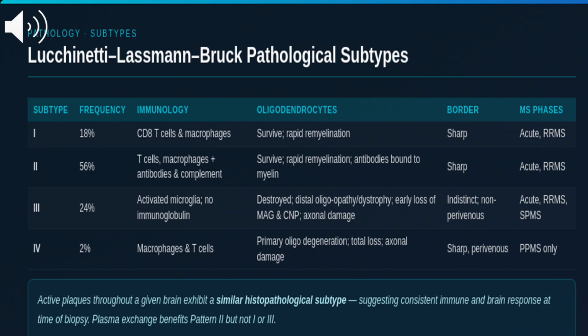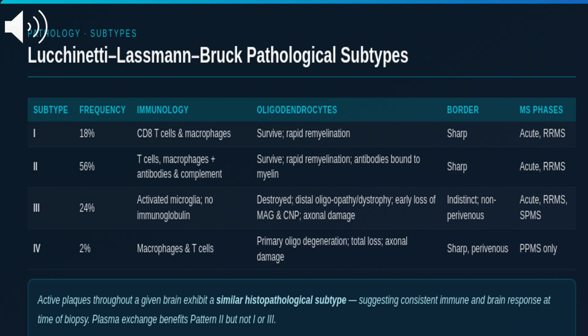Pattern 2 is the most common, affecting 56% of patients, and adds antibody and complement-mediated demyelination to the cellular mechanisms. Antibodies are bound to myelin, and complement is activated. Plasma exchange has demonstrated specific benefit in pattern 2, but not in patterns 1 or 3, providing therapeutic proof of concept for antibody-mediated pathology. Anti-B cell therapies benefit both subtypes 1 and 2, suggesting they have broader immune effects beyond just depleting antibody-producing cells.